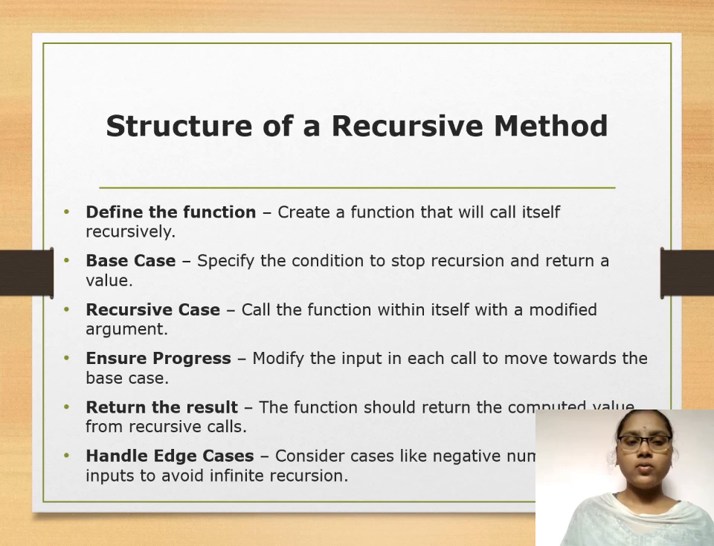First, we want to define the function. We have to create a function that will call itself recursively. Next, base case: specify the condition to stop recursion and return a value. Recursive case: call the function within itself with a modified argument. Ensure progress: modify the input in each call to move towards the base case. Return the result: the function should return the computed value from recursive calls. Handle edge cases: consider cases like negative numbers as inputs to avoid infinite recursion.